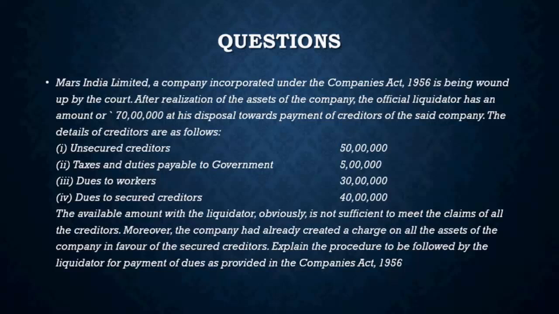Okay, let's see further. The available amount with the liquidator obviously is not enough, we have seen that. Moreover, the company had already created a charge on all the assets of the company in favor of the secured creditor. That means all the assets were charged to the secured creditors. Okay. Explain the procedure to be followed by the liquidator for payment of dues as provided in the Companies Act 1956. So this is a question that had been asked in your CA Final examination, November 2008.